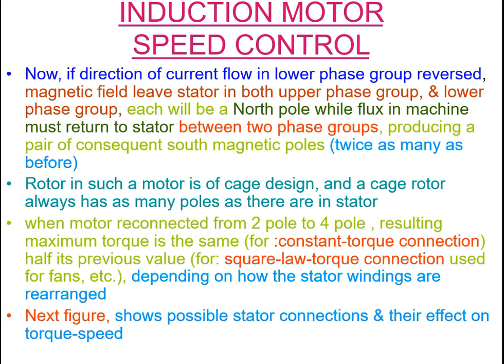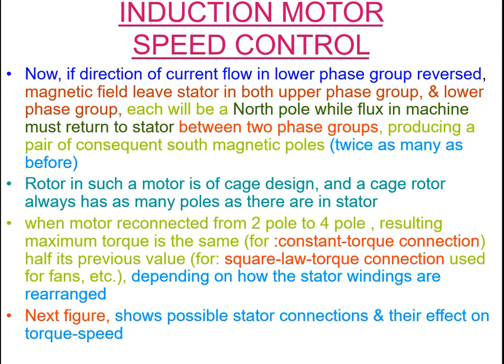Now if the direction of current flow in the lower phase group is reversed, then automatically the magnetic field leaves the stator in both the upper phase group and the lower phase group, so it produces the north pole in both cases. So it produces a pair of consequent north and south magnetic poles, which is twice as many as before. In the previous case it is only one, here it is two times.